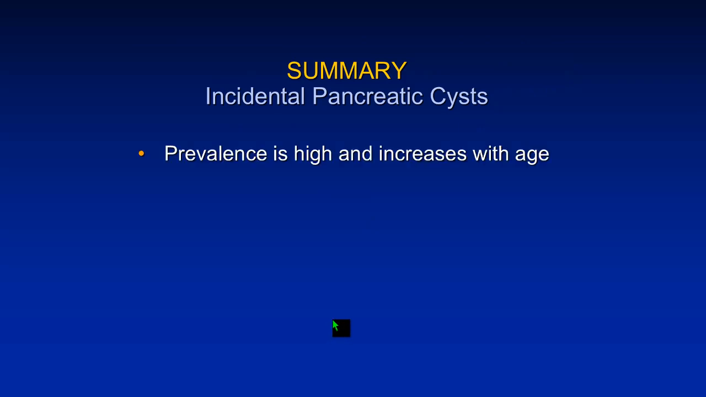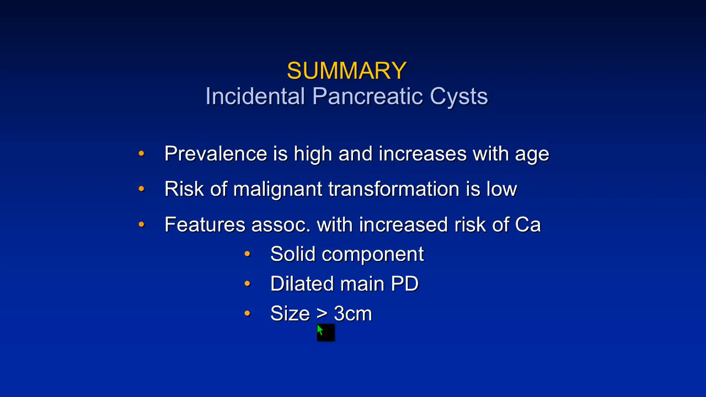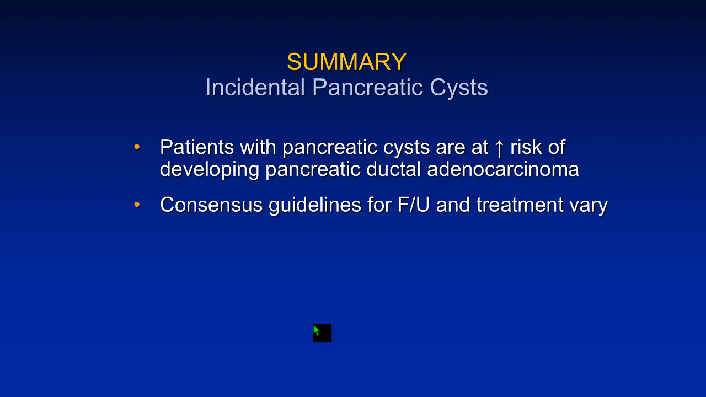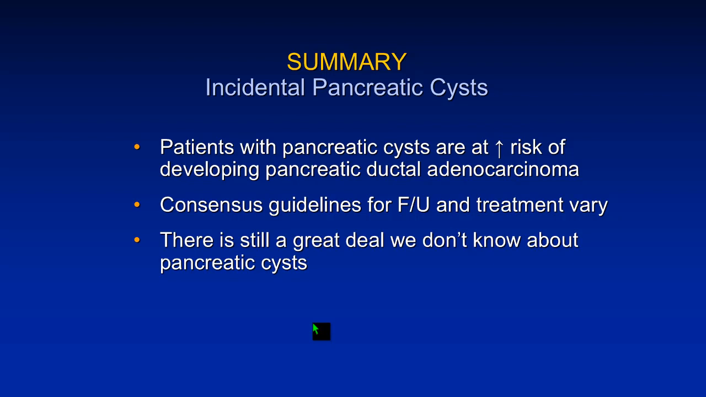So to summarize, the prevalence of incidental pancreatic cysts is very high, and it increases with age. The risk of malignant transformation is very low, in the range of 1% to 2% per year. The features that are associated with increased risk of cancer are a solid component, a dilated main pancreatic duct, and size greater than 3 centimeters. Patients with pancreatic cysts are at increased risk of developing pancreatic ductal adenocarcinoma. Consensus guidelines for follow-up and treatment vary. That's one of the problems.